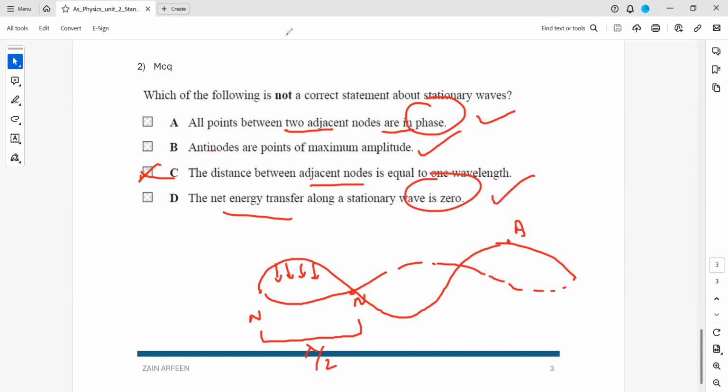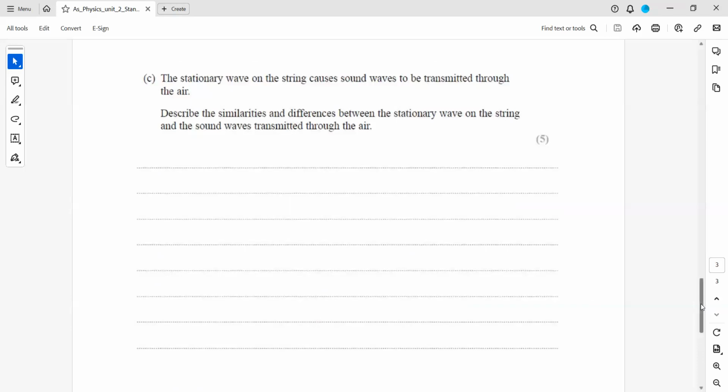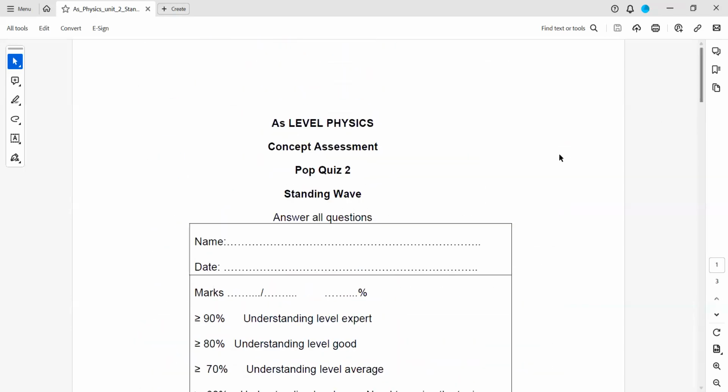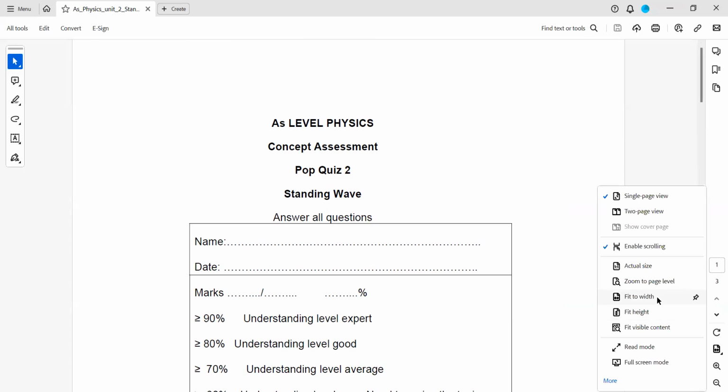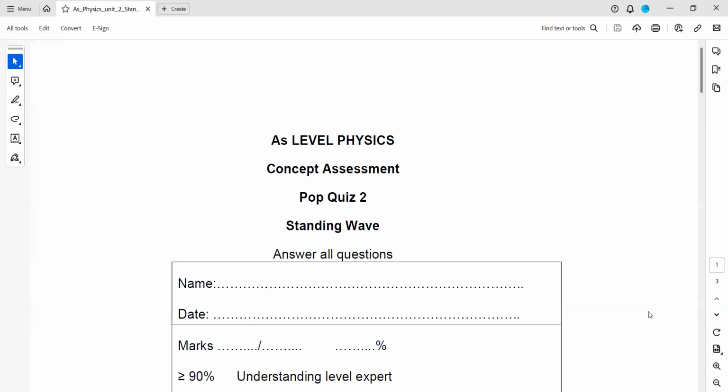So a stationary wave does not transfer energy. It is just produced by two progressive waves traveling in opposite directions. So this was a pop quiz related to standing waves.